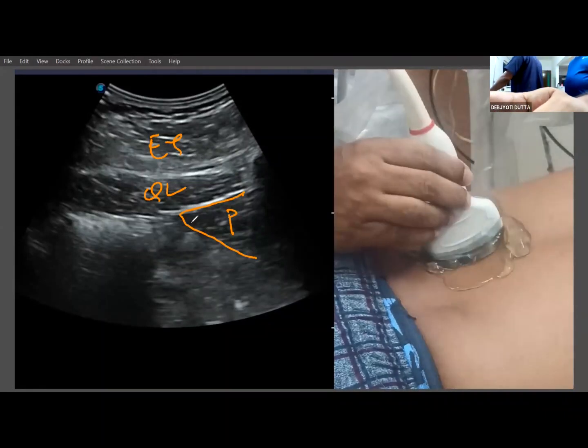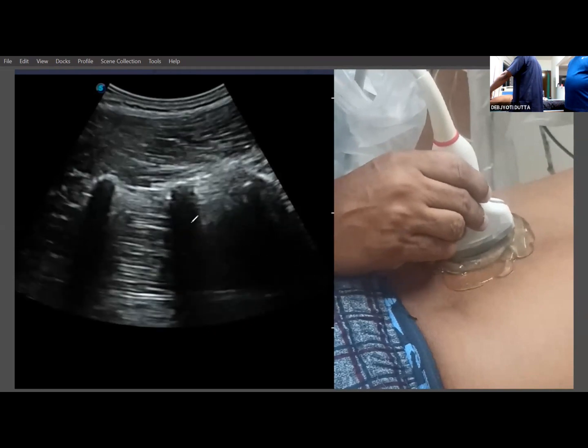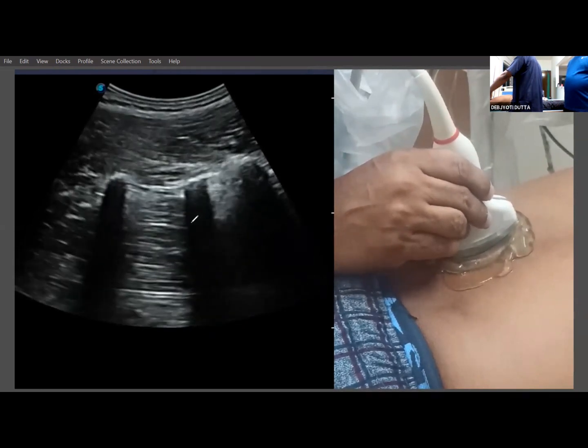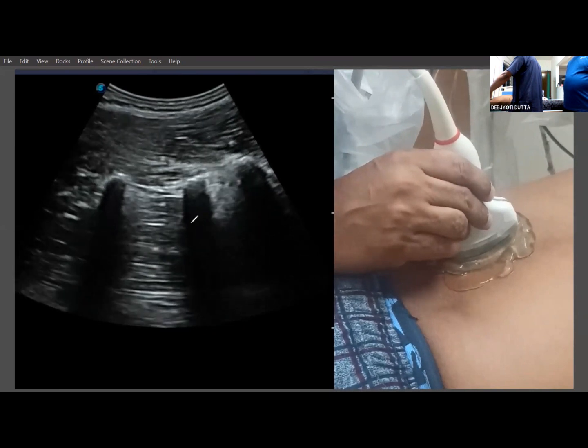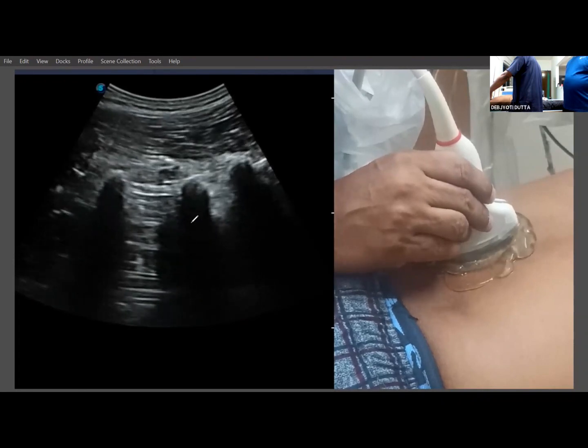Now let us scan medially. So this was the transverse process. Here we can see the intertransverse complex very nicely. Just below that we can see the neurovascular bundle, and after that we are having the psoas, and within the psoas we can also see the lumbar plexus forming.